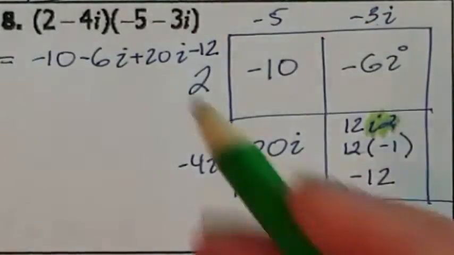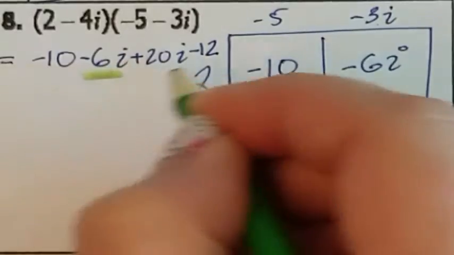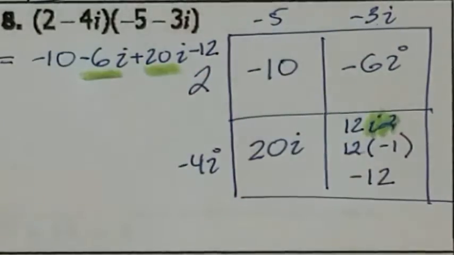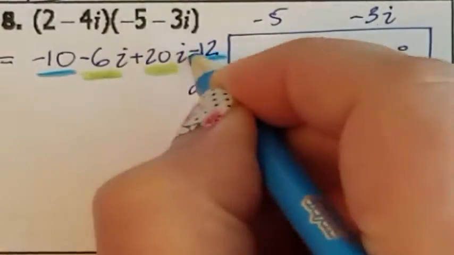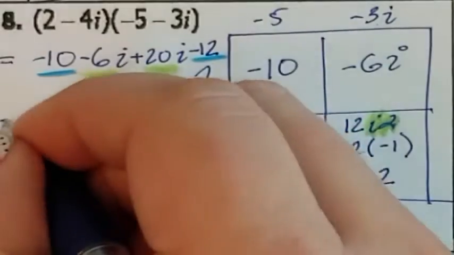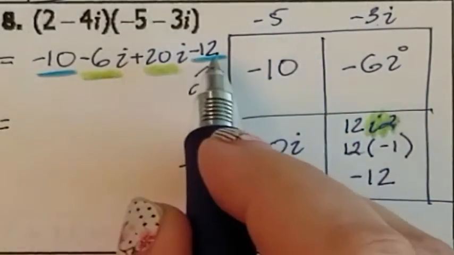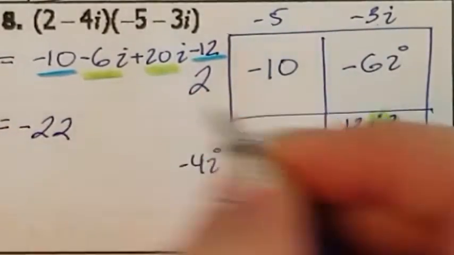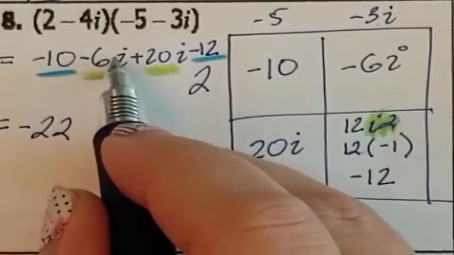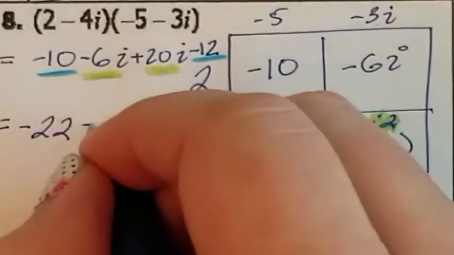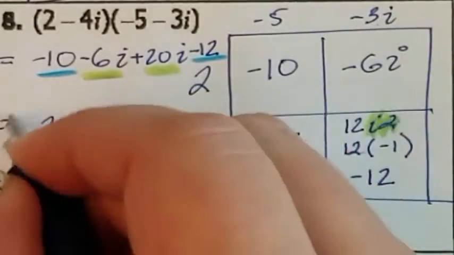Combining like terms, imaginaries go with imaginaries and reals go with reals. So they want the real part written first. So negative 10 minus 12 is a minus 22. Now the imaginaries, negative 6i plus 20 i's gives me a positive 14 i's.